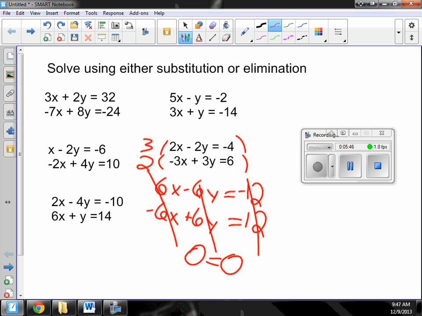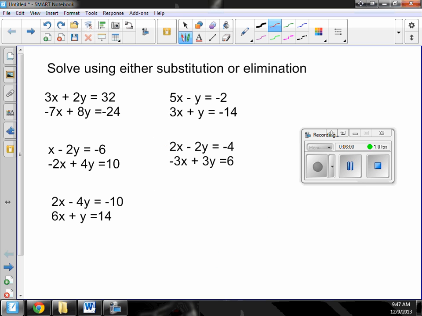0 equals 0, which means infinite solutions. Yes, which means that it's the same line graphed twice. Now, could you have looked at that and seen, hey, they're the same? Yeah. So, if I divide this top one by 2, then I get x minus y equals negative 2. If I divide the bottom one by negative 3, I get x minus y equals negative 2. It's the same equation with the same answer, therefore it's infinite solutions.